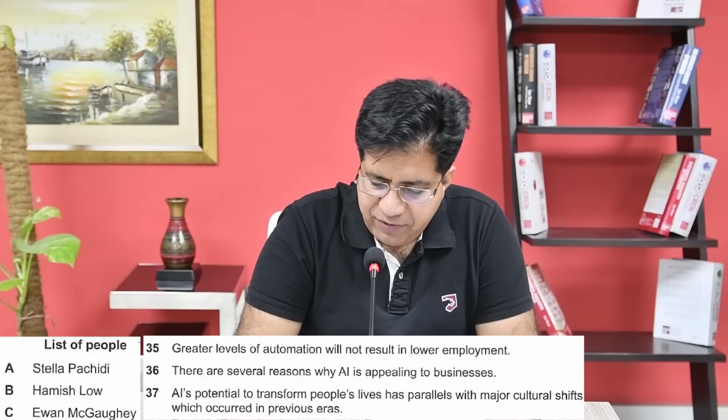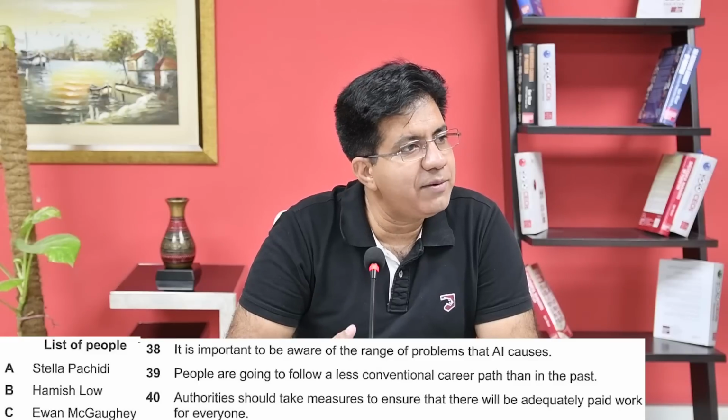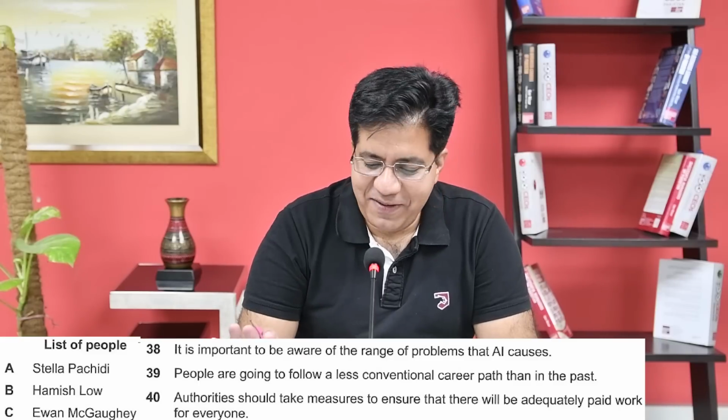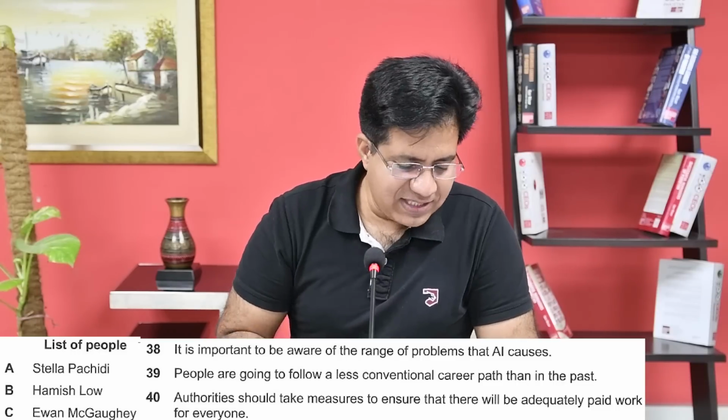How many questions have we done? We are done with 4 questions, okay? So now we come to Ewan McGaughey. And by the way, if you are lacking time, leave the remaining 2 for the end. Very, very simple. 37 and 40. But anyways, let's just go on.